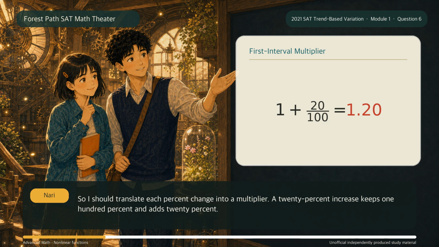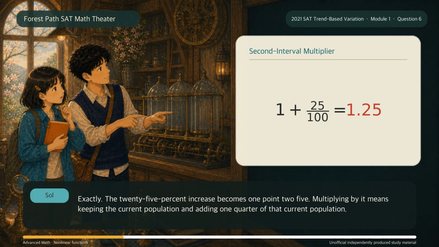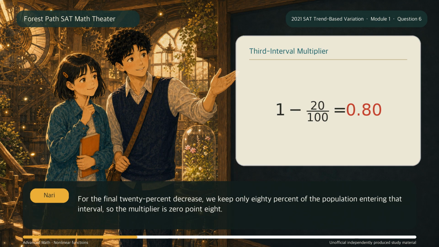So I should translate each percent change into a multiplier. A 20% increase keeps 100% and adds 20%. Exactly. The 25% increase becomes 1.25. Multiplying by it means keeping the current population and adding 1/4 of that current population. For the final 20% decrease, we keep only 80% of the population entering that interval, so the multiplier is 0.8.